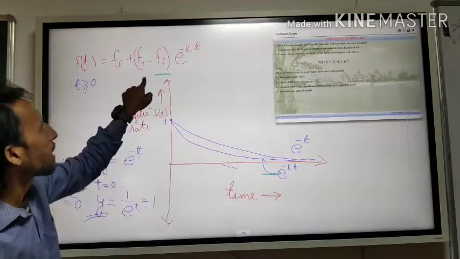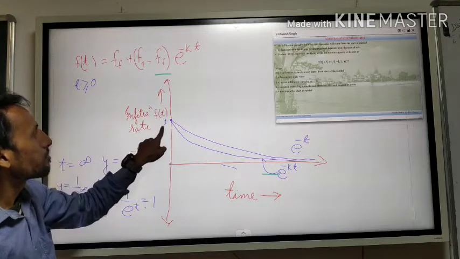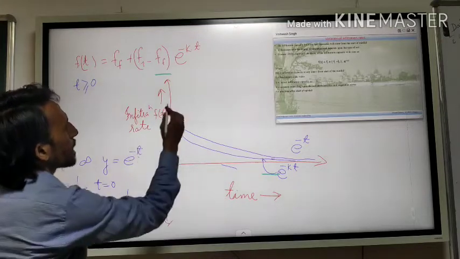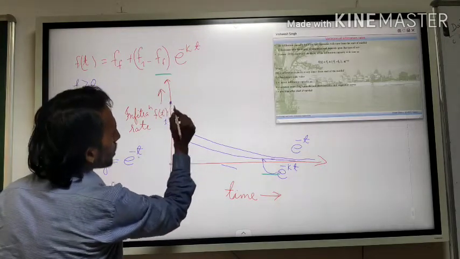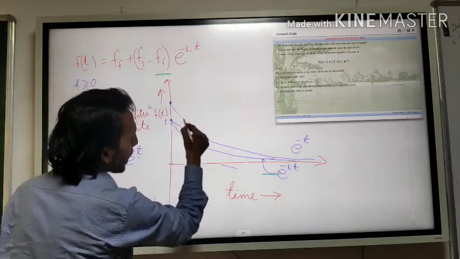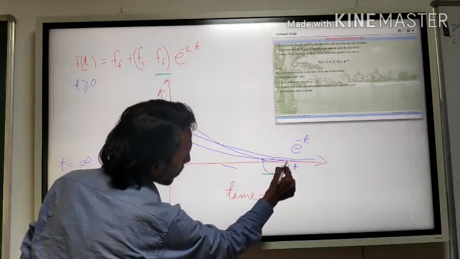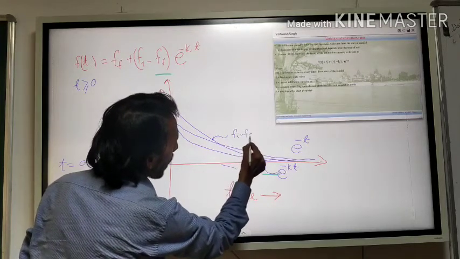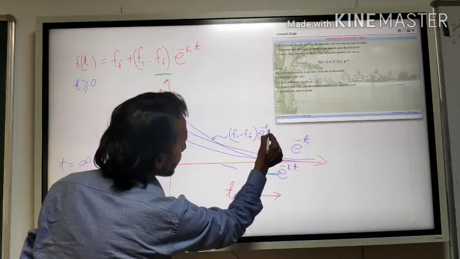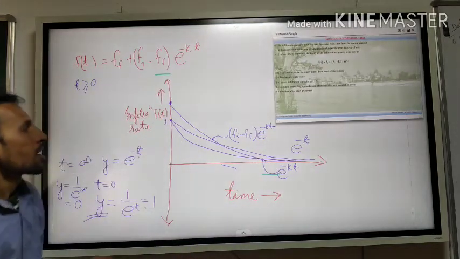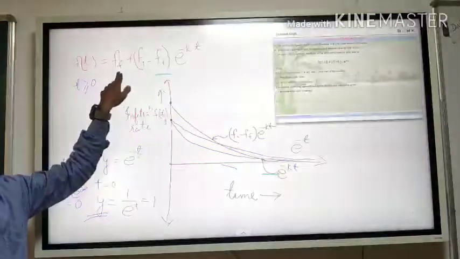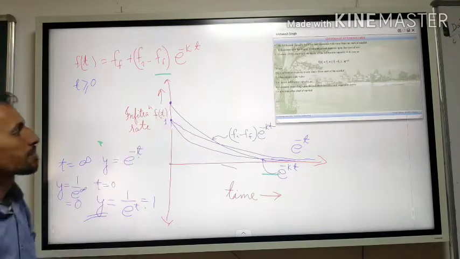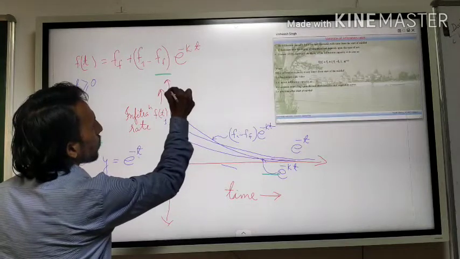So if you multiply, how will it be? It will rise by some value. So if you draw the curve, it will be again like this. What is this curve? (Fi minus Ff) e to the power minus kt. Then you want to add some constant to this curve. So when you add some constant, it will rise to this one.